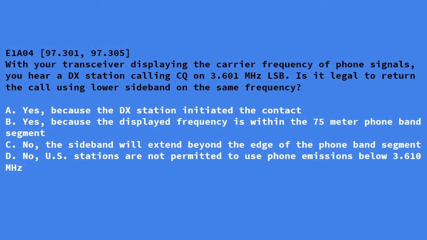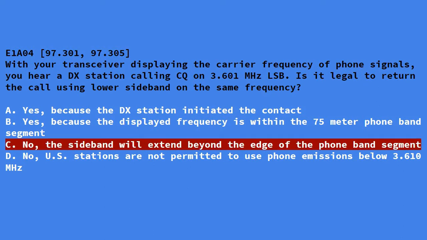E1A04, with your transceiver displaying the carrier frequency of phone signals, you hear a DX station calling CQ on 3.601 MHz lower sideband. Is it legal to return the call using lower sideband on the same frequency? Correct answer, no. The sideband will extend beyond the edge of the phone band segment.